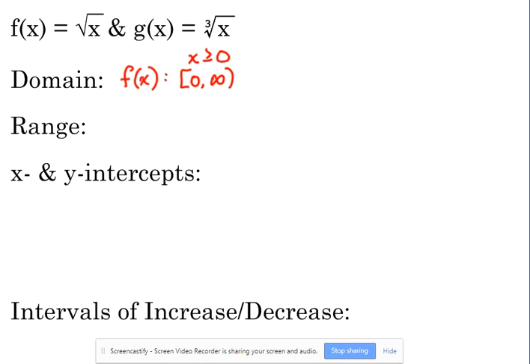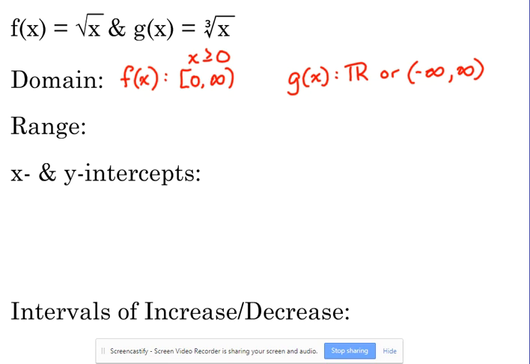Infinity always gets a parenthesis because infinity is not a specific number. It's just the concept of the biggest number you can come up with. How about g of x being the cube root of x? What's its domain? All real numbers, or negative infinity to positive infinity. Those both say the same thing.